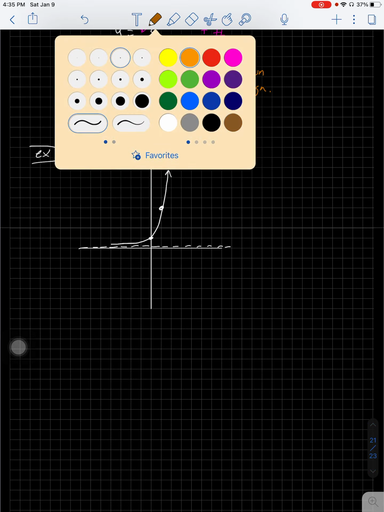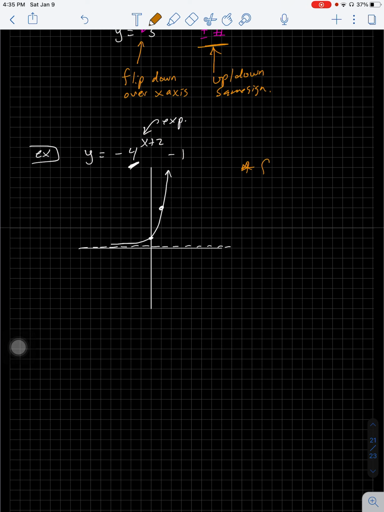Now, rules about flips and shifts still apply. We do flips before shifts. All right, so I'm looking for minus signs here and here. Since there's not one up with the x, the only one I have to deal with is the minus sign that's out in front of the exponential, and that's going to flip it down over the x-axis. So instead of 0, 1, it becomes 0, negative 1. Instead of 1, 4, it becomes 1, negative 4. And again, when I'm grading these, I'm grading these 2 points for accuracy. So transition them well and carefully.